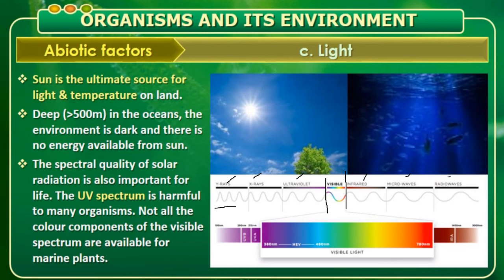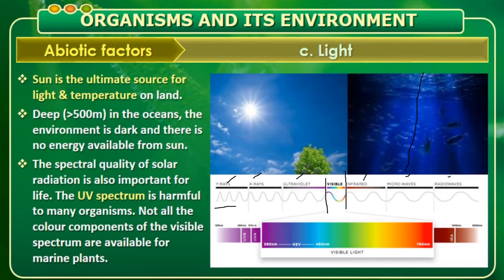Usually in the deep sea, here is the diagram, some rays will enter nearly 500 meters in the ocean. Very thin rays will enter the depth of the ocean. Why does it have to enter the depth of the ocean? There are also some hydrophytes which are dependent on light, where photosynthesis has to occur. So here, the second point: the environment is dark and there is no energy available from the sun.